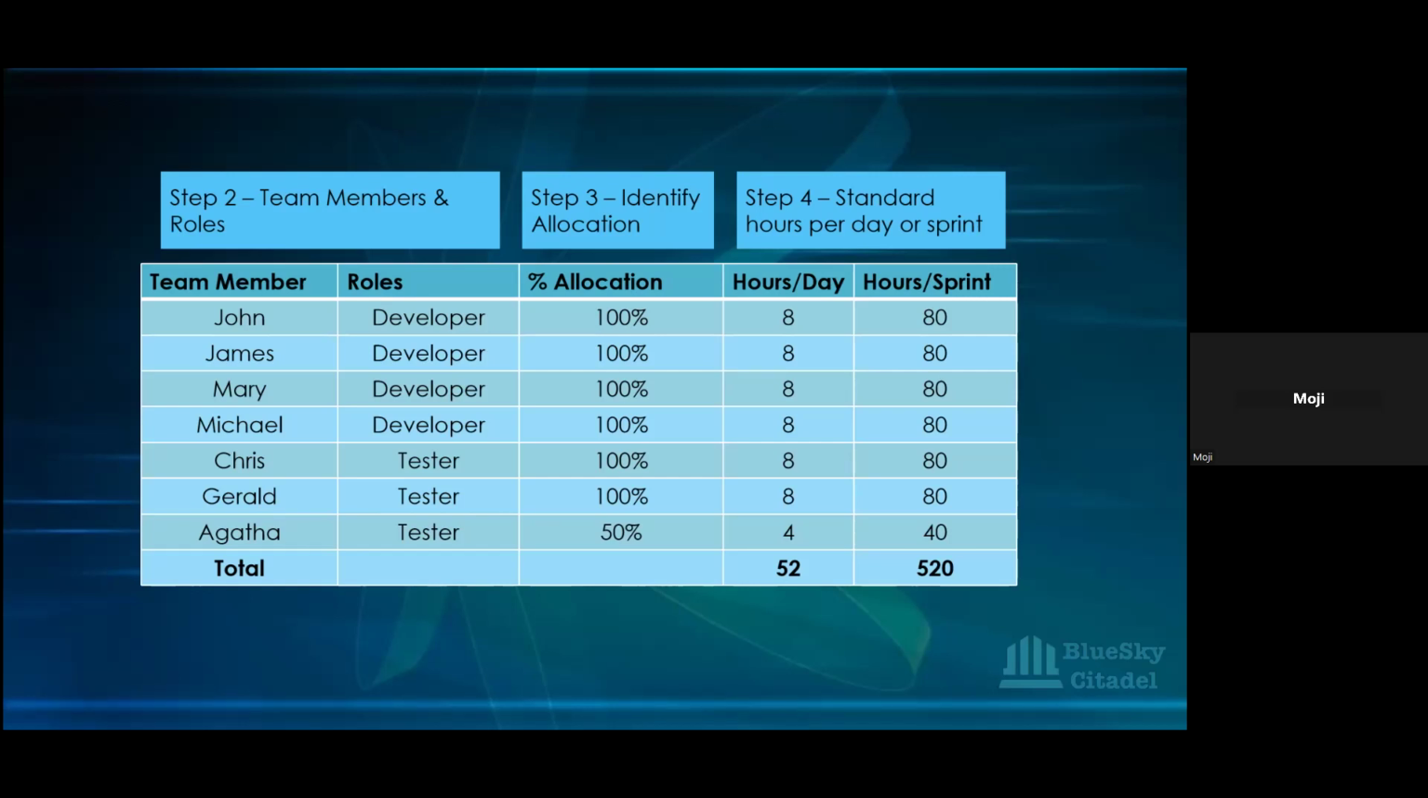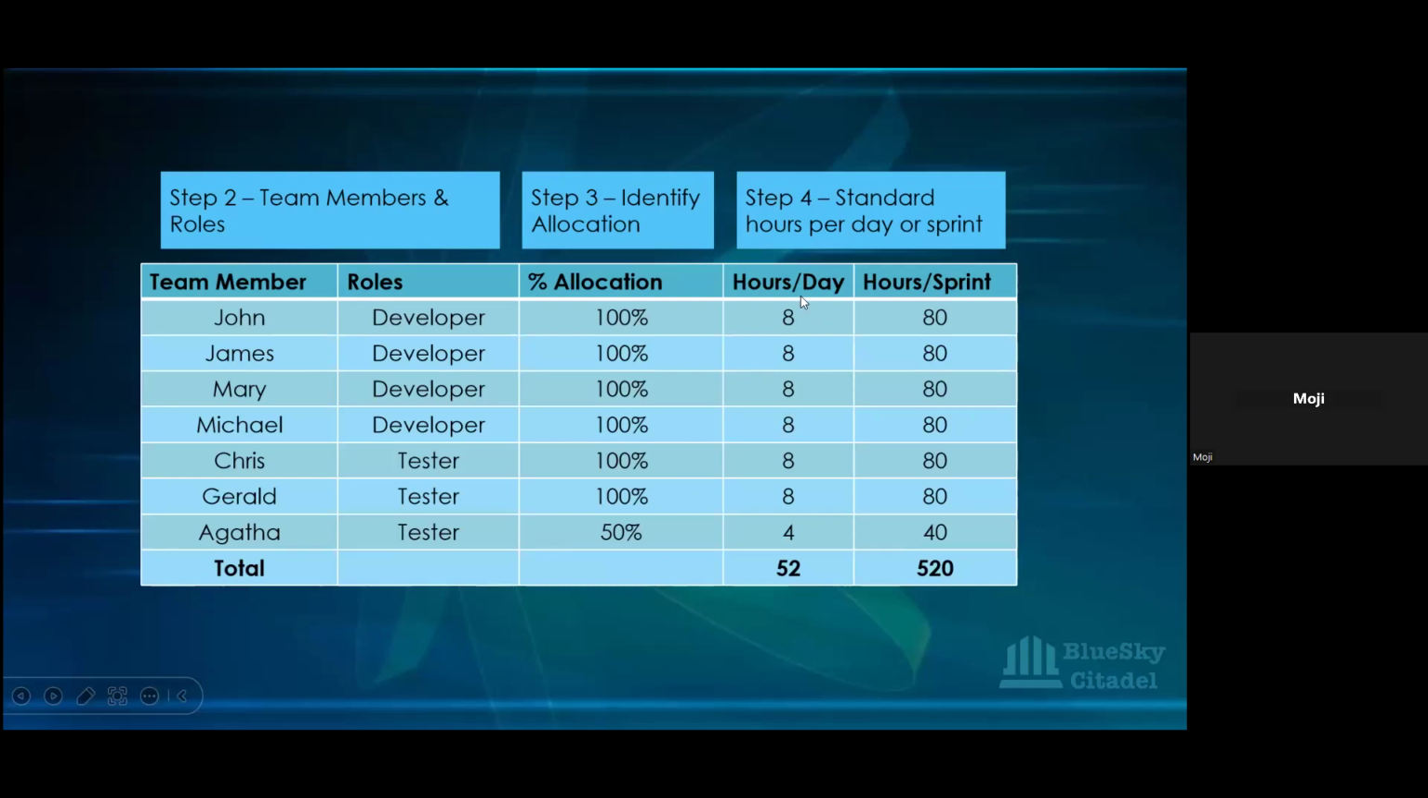Okay, so when we look at the allocation column here, for this particular team that we're using, John is a full team member. That's why you have him as 100%, a 100% resource on this project. Same for James, and that's the step 3. The same for Mary, Michael, Chris, Gerard. But when you get to Agatha, you can see that Agatha is a borrowed resource, and that's why she's on 50%. She's a 50% resource. So your step 3 is to notice that, to identify that, because it's going to affect the number of hours you have at the end of the day. And then your step 4 is to now look at your standard hours per day or per sprint.